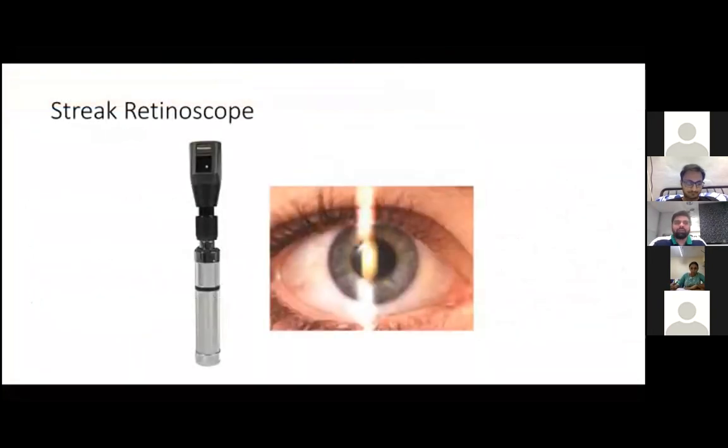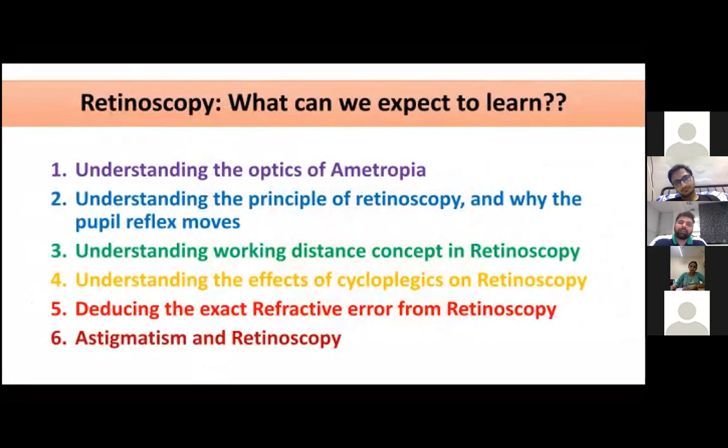Again, I'm not going to discuss the different types of retinoscope. You can read that, it will be there in the textbooks. The streak retinoscope is the most commonly used one these days, and I'm sure if you're a resident, you must be having a streak retinoscope, where a streak of light is projected into the eye and it can be rotated in all directions for different axes. So all my retinoscopy diagrams will be with respect to the streak retinoscope. So what can we expect to learn with respect to retinoscopy from this presentation? Before we start retinoscopy, we need to understand the optics of ametropia, that is myopia, hypermetropia.